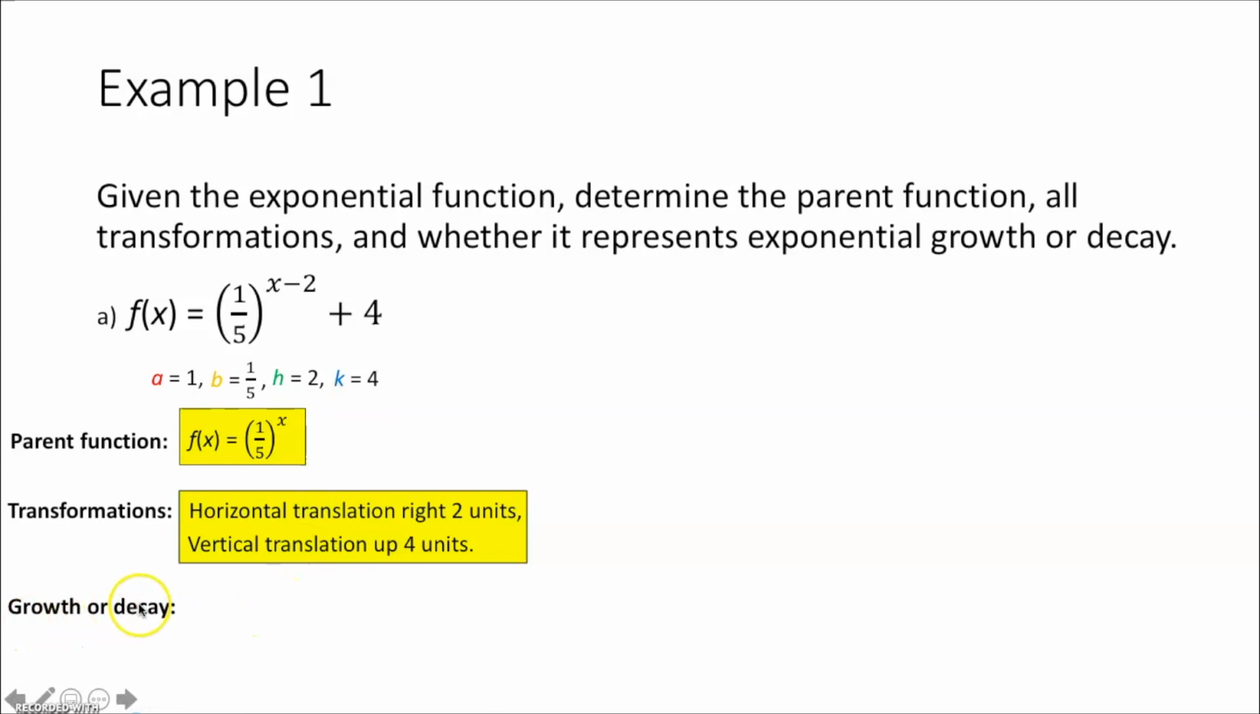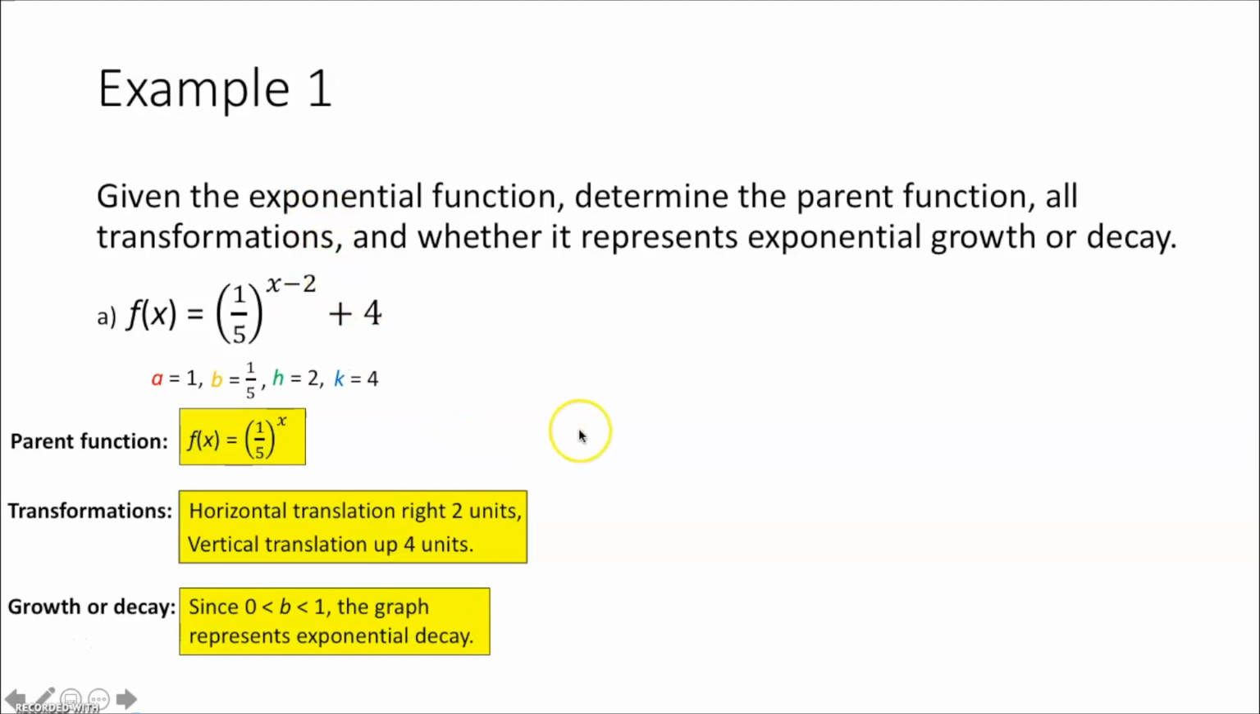Lastly, growth or decay. That's your B value. So we look at our B value, it's between 0 and 1, which means that's going to be exponential decay. So your graph is going to go down and to the right.